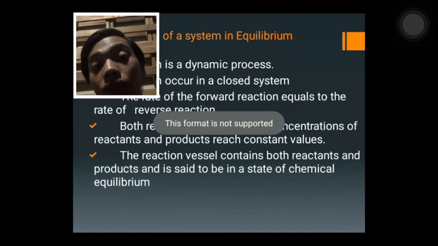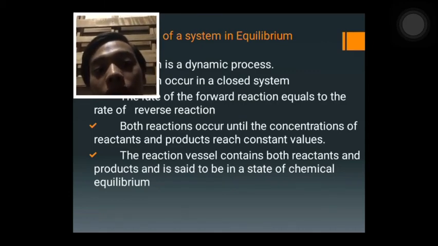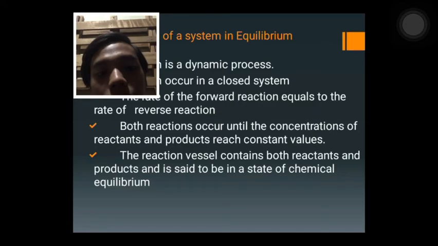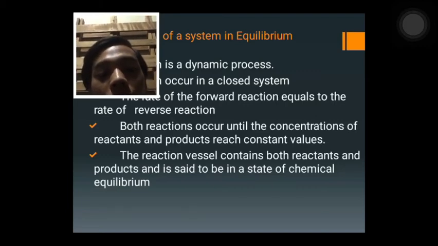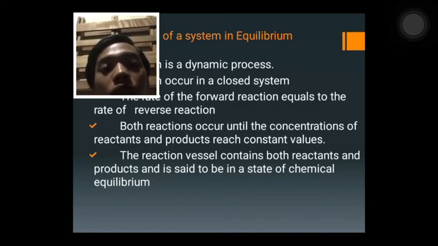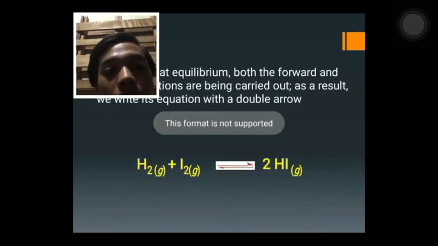The characteristics of a system in equilibrium: it is a dynamic process. Equilibrium occurs in a closed system. The rate of the forward reaction is equal to the rate of the reverse reaction. Both reactions occur until the concentrations of reactant and product reach constant values. So next, the reaction vessel contains both reactant and product and is said to be in a state of chemical equilibrium. So this is the system at equilibrium.